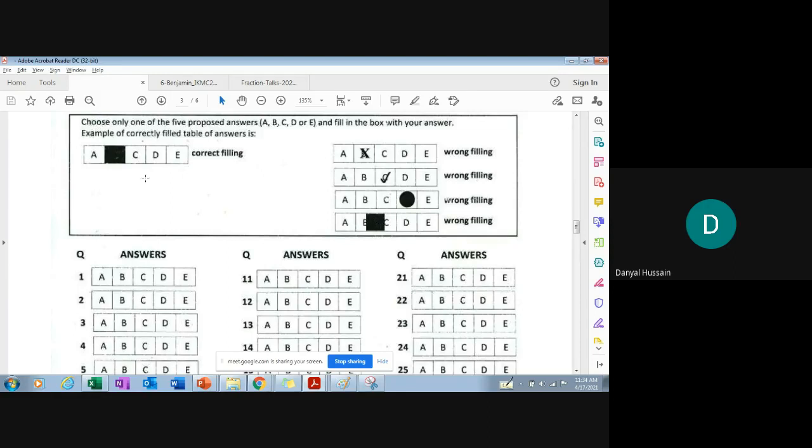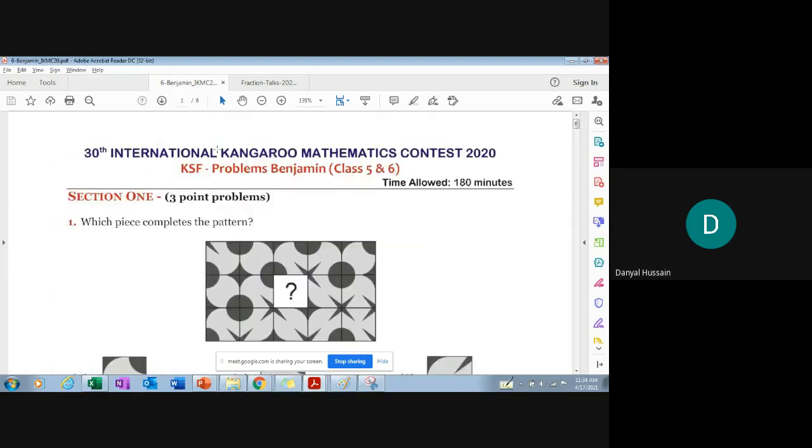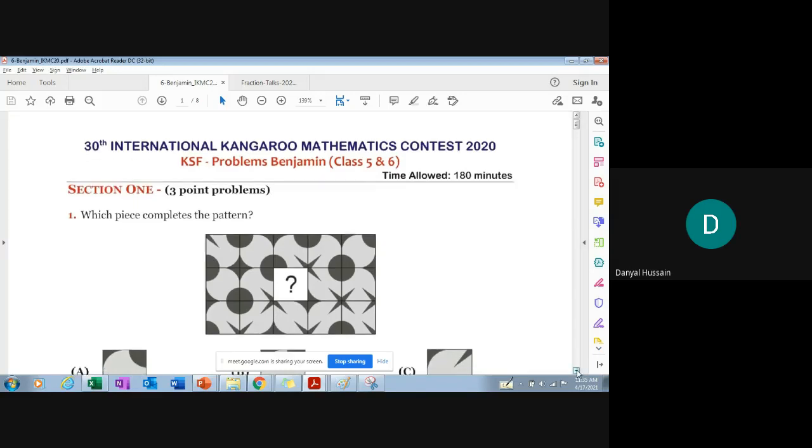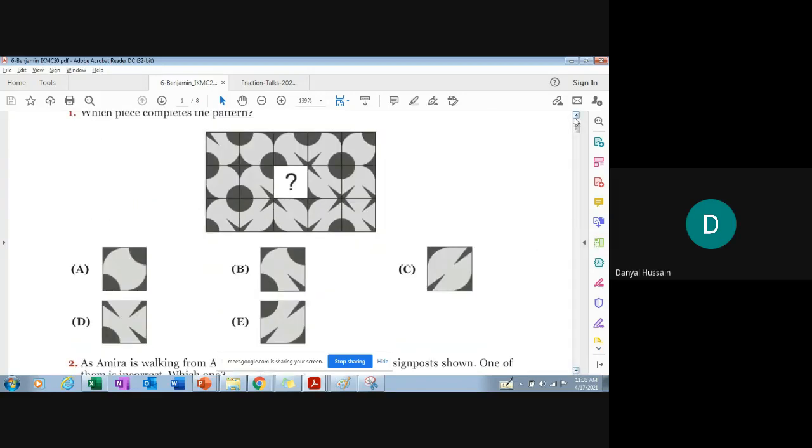So what is the correct filling? You have to fill it properly. And how can we fill the answer sheet correctly? First of all, we will provide you two things. One will be your booklet. It means that you have a booklet in which you have the questions and the answers.